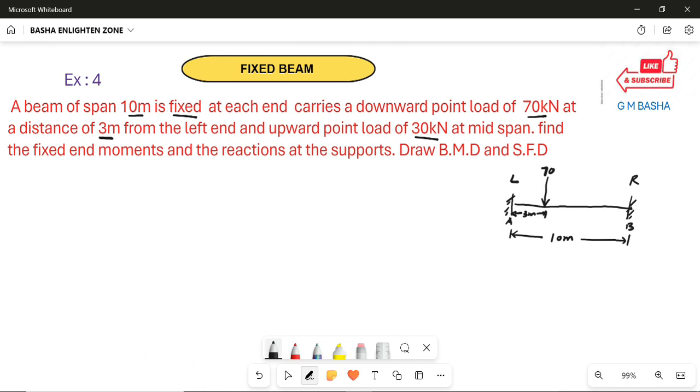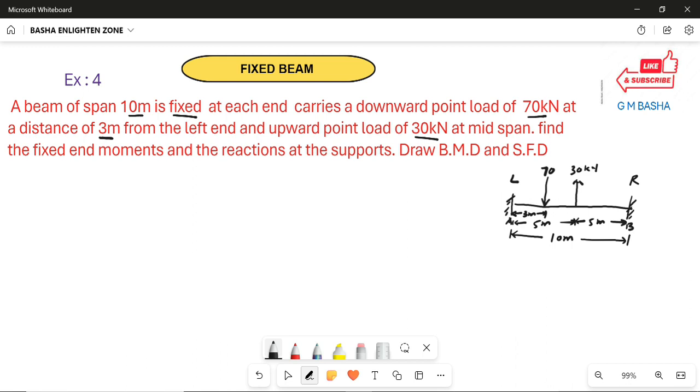And from the left end, an upward point load of 30 kilonewton at midspan. See here, another load will be acting like this, upward, 30 kilonewton. It will be acting exactly from here to here, at the midspan, exactly at the center between the right and left supports. Means one load will be acting upward, another load will be acting downward. In the previous example, two loads were acting eccentrically, not exactly one at the center, another eccentric.